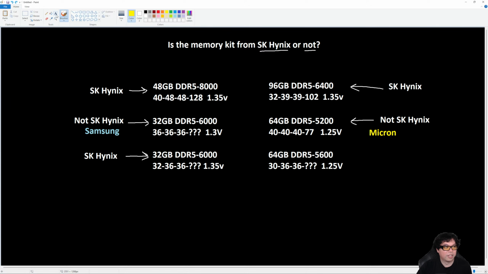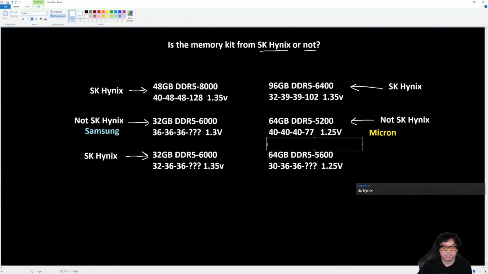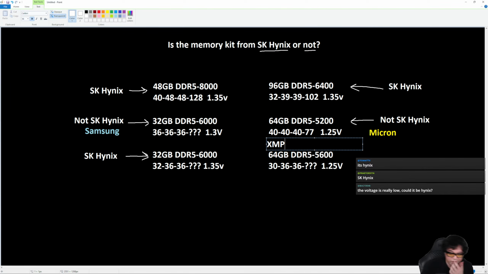So, anyway. All right, last one, down here. What do you guys think this 64 gigabyte DDR5 5600 is? 1.25 volts. And it is 2x32, so it's 2 sticks of 32, with an XMP profile running DDR5 5600. This is XMP DDR5 5600.